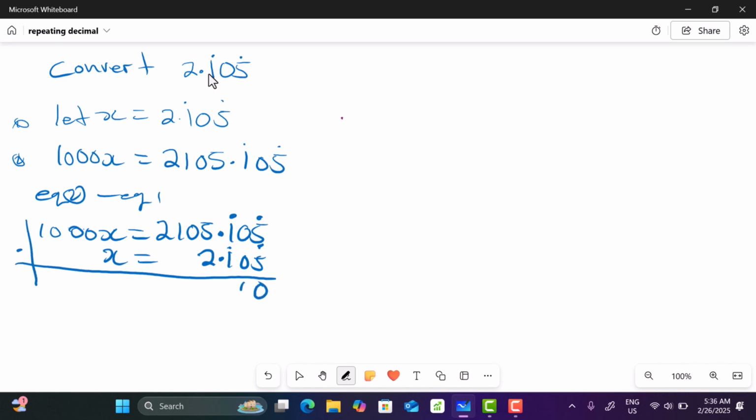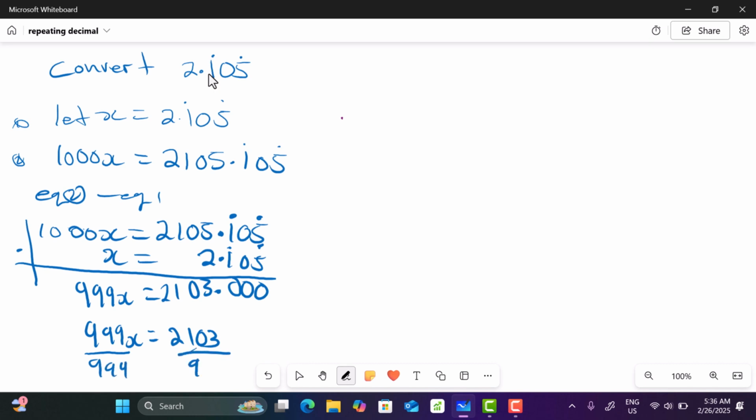We subtract here, we get 2103.000 on the right side, and 999x on the left. So we get 999x equals 2,103. We divide both sides by 999. You cancel here, then we get nothing but x equals 2,103 all over 999. And we can simplify this by dividing both by 3.